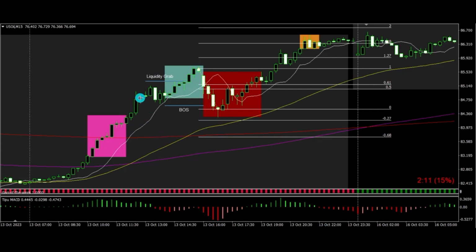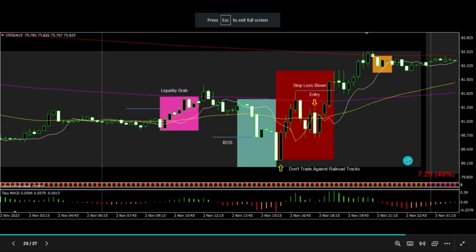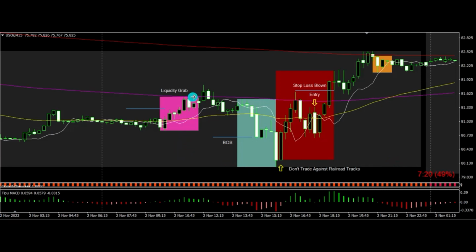In this instance, there was a liquidity grab, price broke structure, and again, once it crossed above the 4 EMA, it did not come back. As you see with this one, there was a liquidity grab, a break of structure, and then price moved above the 4 EMA. And then once we see price close below the 4 EMA, that would be our entry.